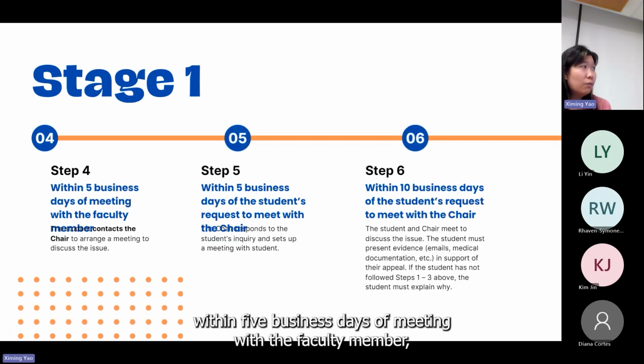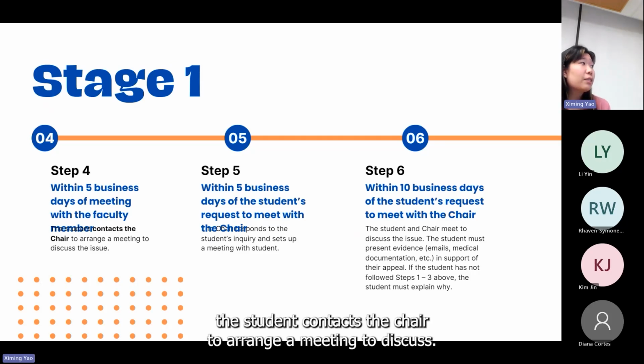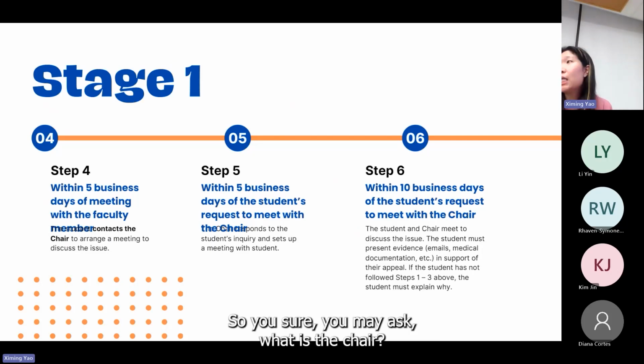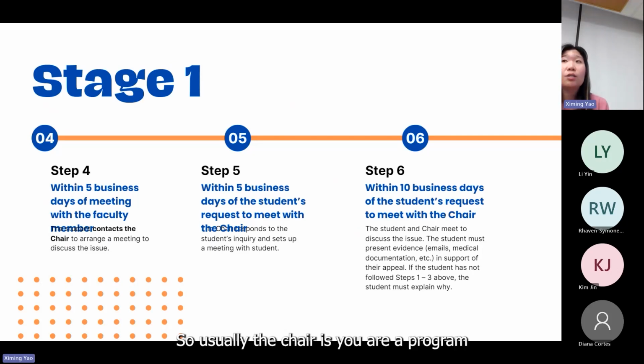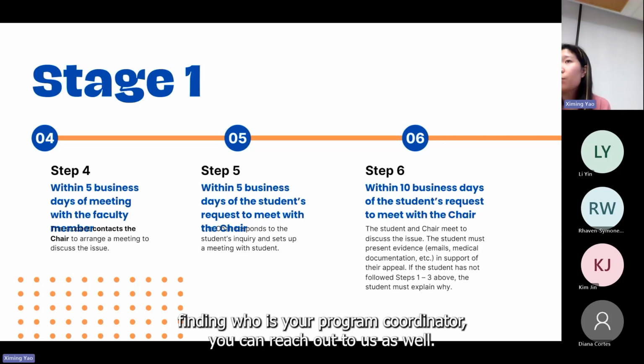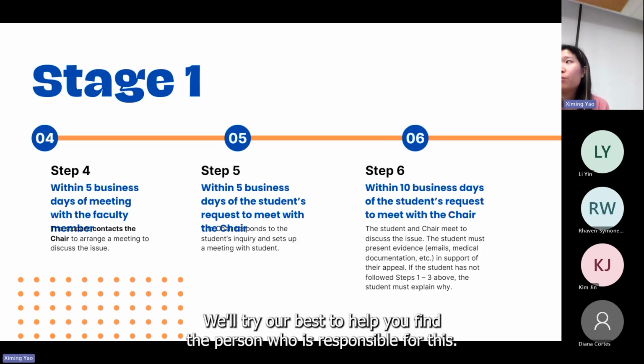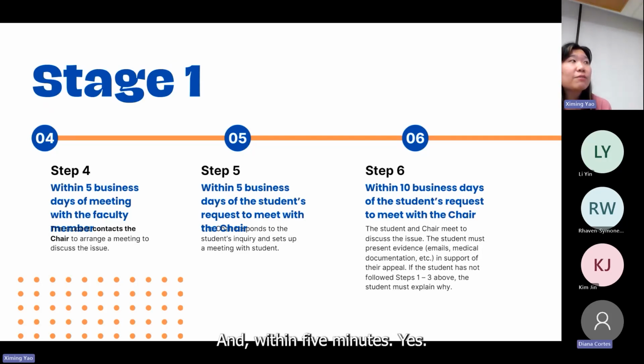In step 4, within 5 business days of meeting with the faculty member, the student contacts the chair to arrange a meeting to discuss the issue. You may ask, what is the chair? So usually the chair is your program coordinator. If you're having trouble finding who your program coordinator is, you can reach out to us as well. We'll try our best to help you find the person who is responsible for this. And within 5 business days, yes.